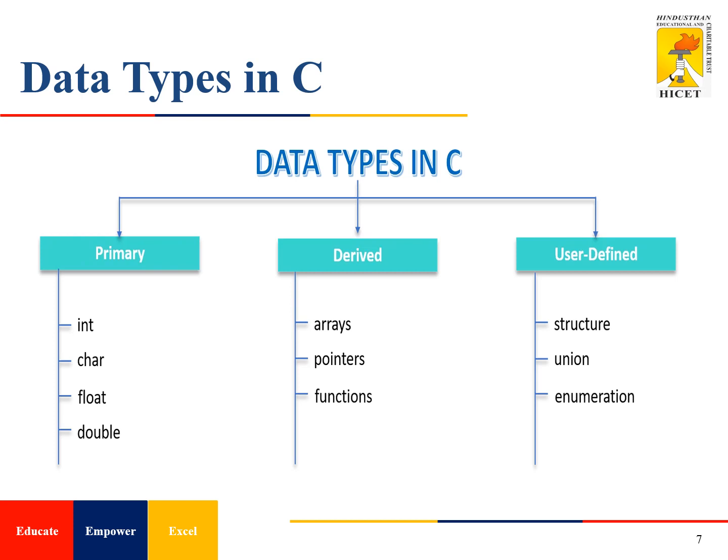And user defined data types are structure, union, and enumeration. These three are also storage spaces which we can use for huge programs or huge problems to define using these user defined data types.